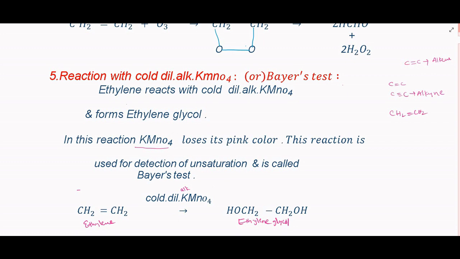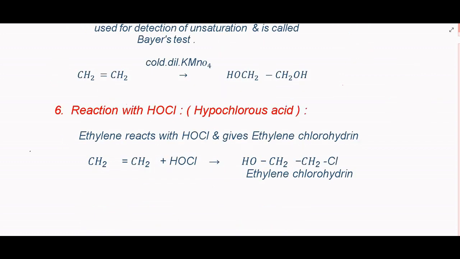This is also an addition reaction. When ethylene reacts with hypochlorous acid, HOCl, it gives us ethylene chlorohydrin. See here, CH2=CH2 is ethylene. The bond breakage takes place here. OH attacks one carbon, and Cl attacks the other carbon. See, this is the carbon with OH attached here, ethylene chlorohydrin. This is all about ethylene preparation and chemical properties.